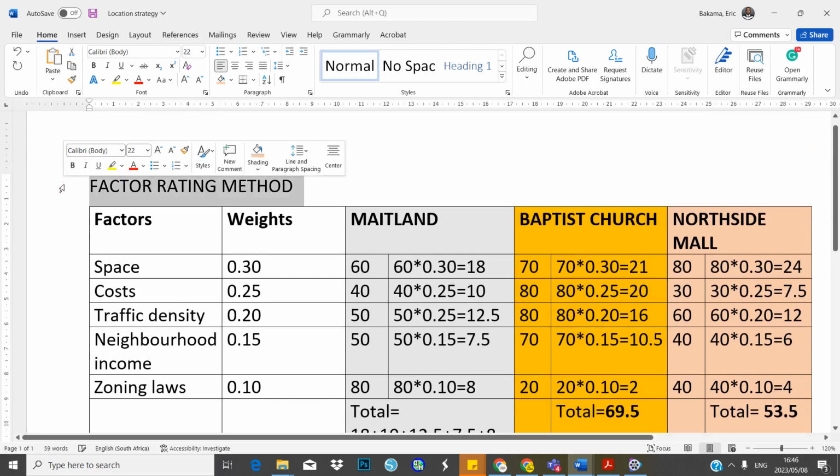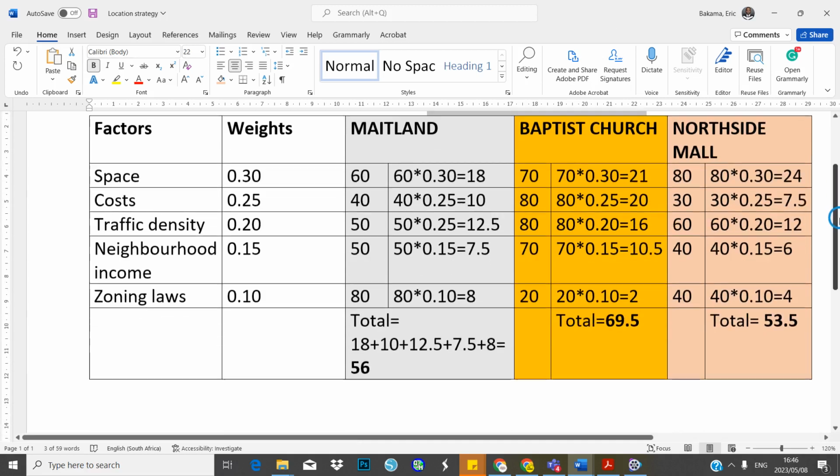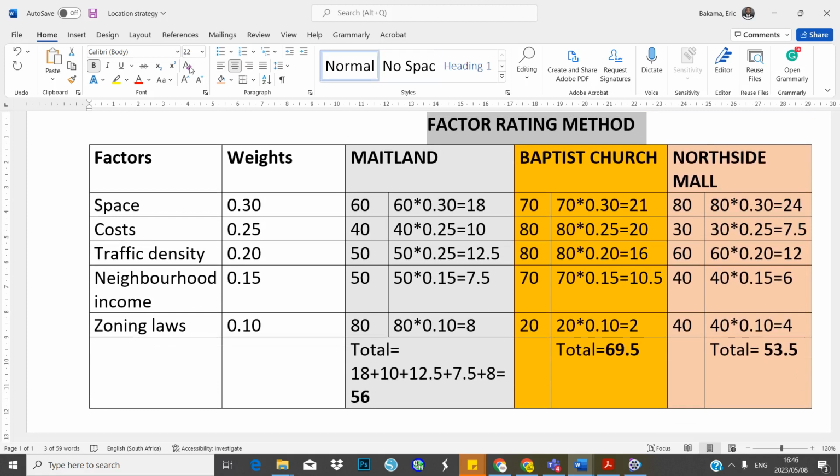Now, the reason why it is called factor rating is because we are looking at the different factors that we have, we rate them here, and based on the value with the highest rating, this is the one that we are going to consider. In a nutshell, should Subway decide to go somewhere, they'd better go to the Baptist Church, because this is the one with the highest rate. Then at the second position we have Maitland, and at the last we have the Northside.